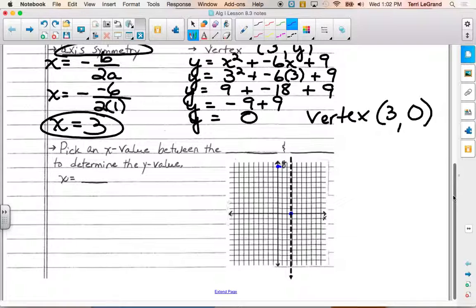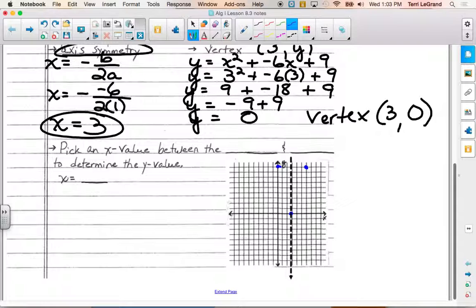Does that one have a point symmetric to it? Does that one have a mirror point? Yes, it does. And it'll have the same y value, so it's got to have a y value of 9, but it's going to have a different x value. In fact, how many units away from the axis of symmetry is it? 3. It's 3 units away from the axis of symmetry, so we go to the axis of symmetry and go 3 units on the other side and graph ourselves a point.